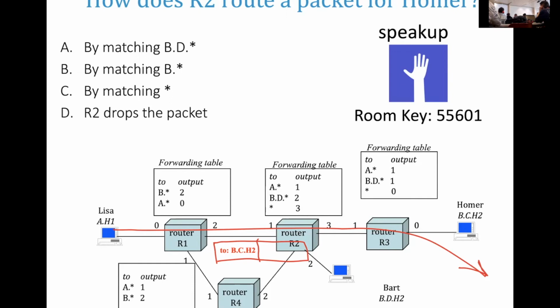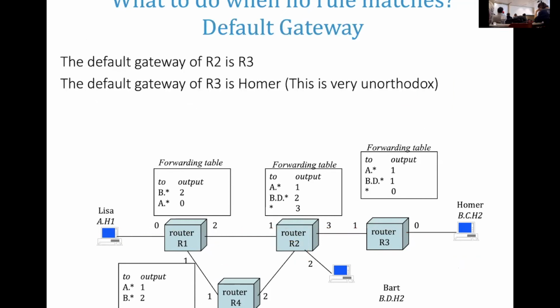Oh, if you're answering B, I would like to correct you because we do not have B dot something. Also note that it's possible that the router drops a packet. If there is no line that matches the address and there is nothing to do, we drop it. So let me close the poll. Oh, there was a unanimous answer on C.